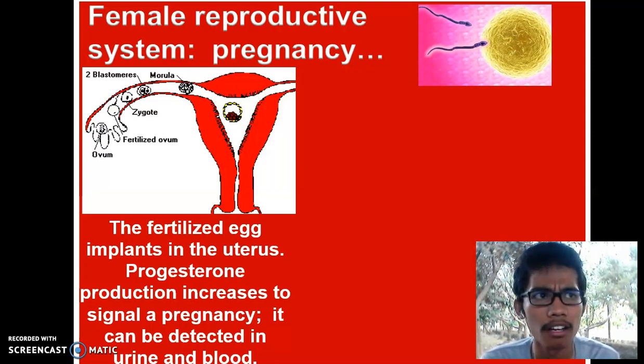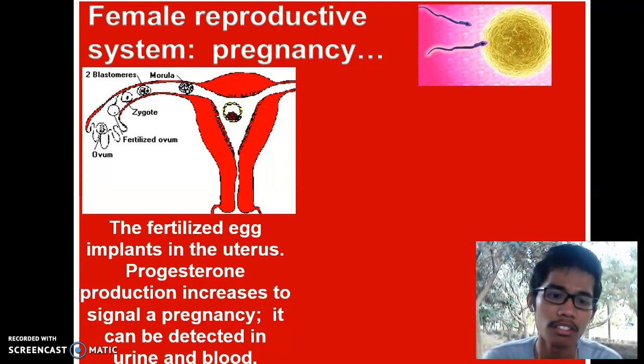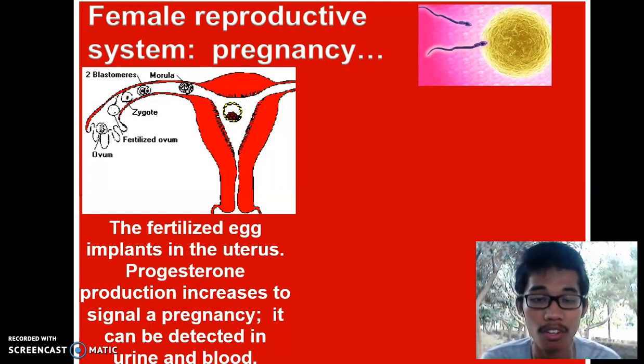This genetic information is inside the DNA and RNA. The resulting cell, a zygote, now has 46 chromosomes.